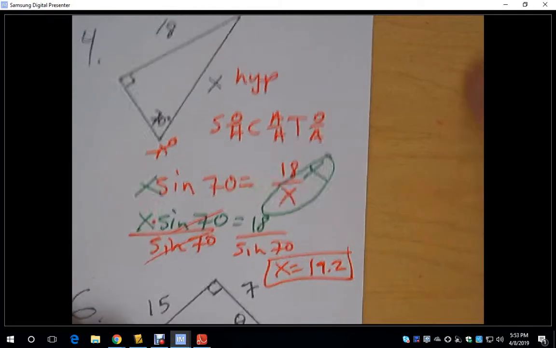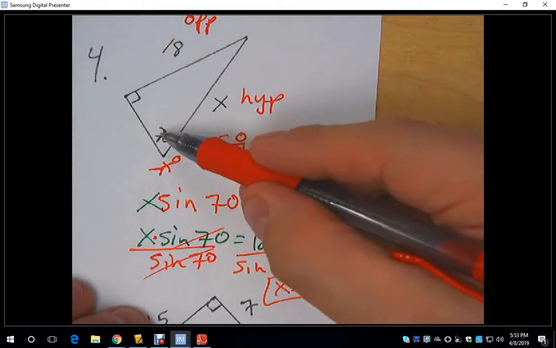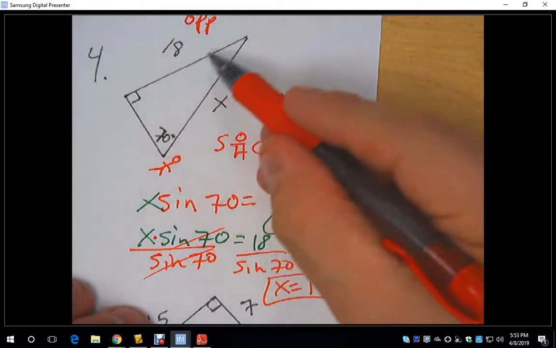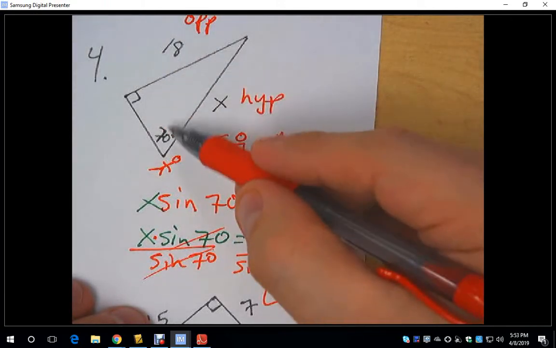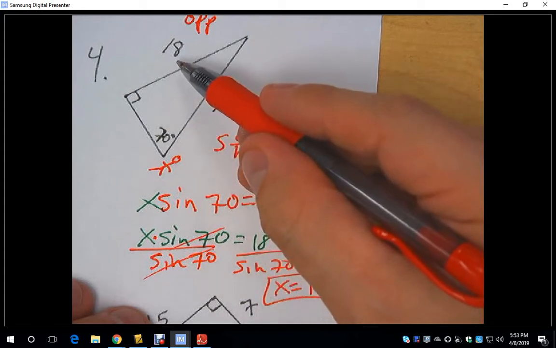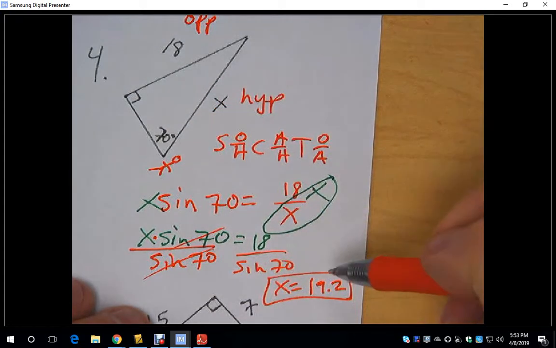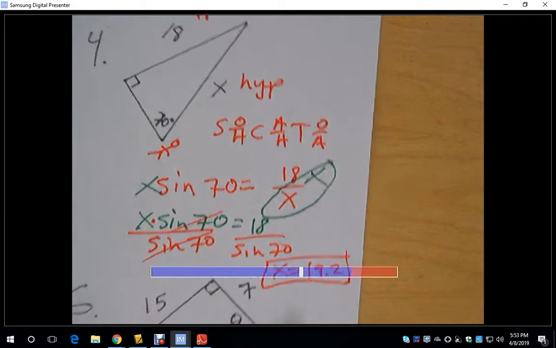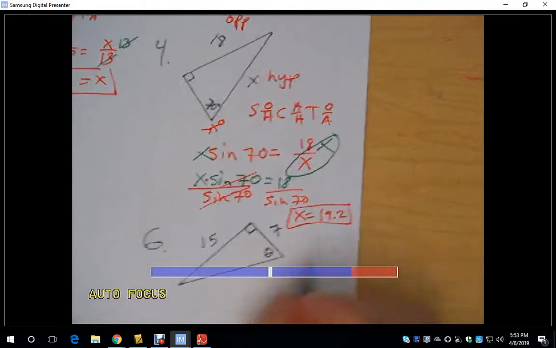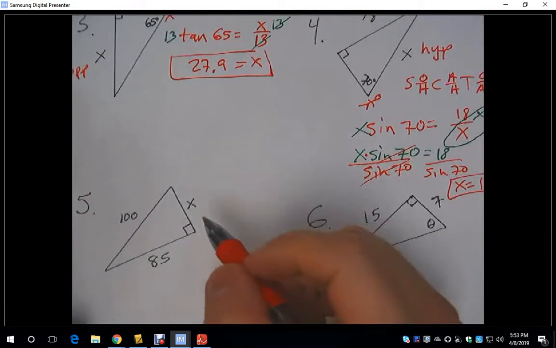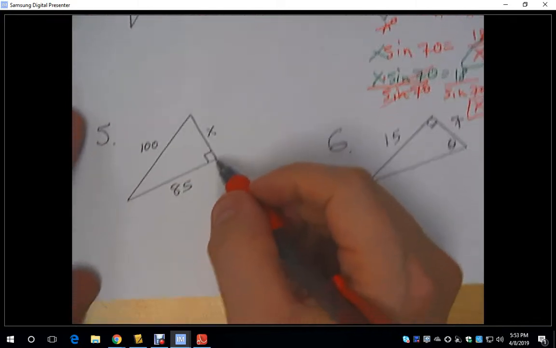So this length right here, if this is 70 degrees, and this is a right triangle with the opposite of the 70 being 18, then the hypotenuse is going to be 19.2 units, whatever they are, inches or feet or whatever. All right, so let's look at number 5.